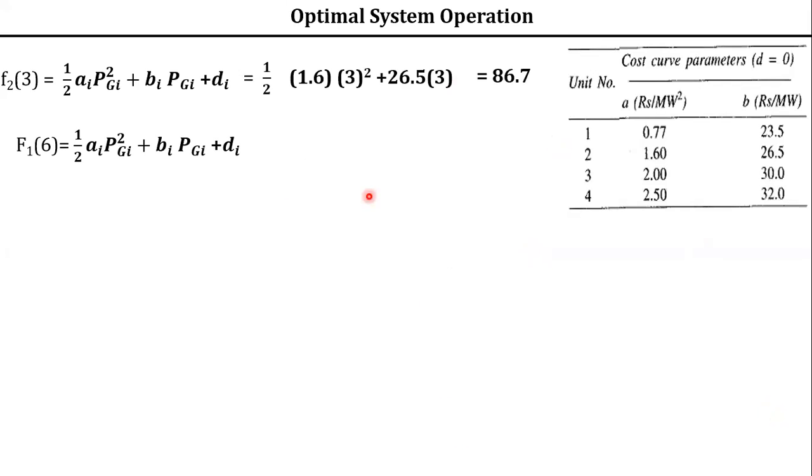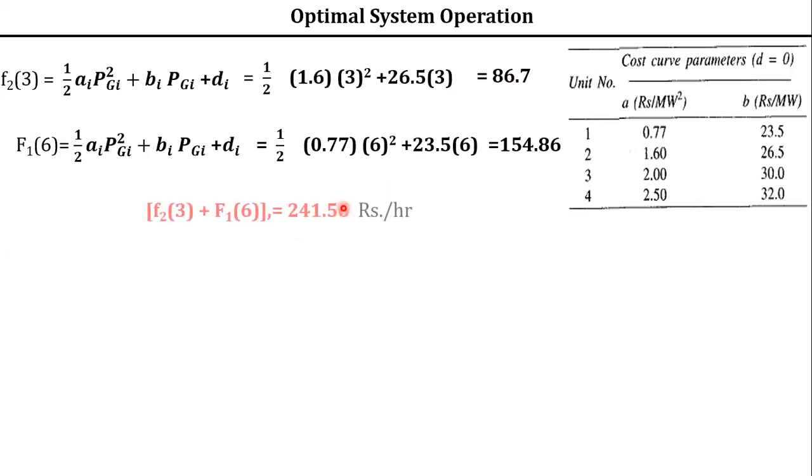So let us see this one. This is for unit 6. This is your fourth combination. Okay, so this is the value you are going to get, 154.86. Add these two, the result of F2 of 3 plus F1 of 6 is equal to 241.56. This is the fourth combination value.